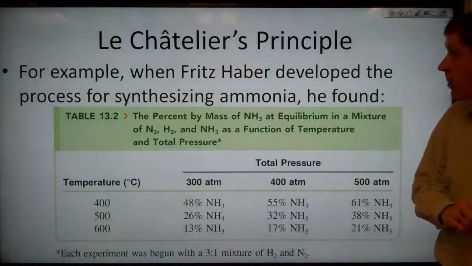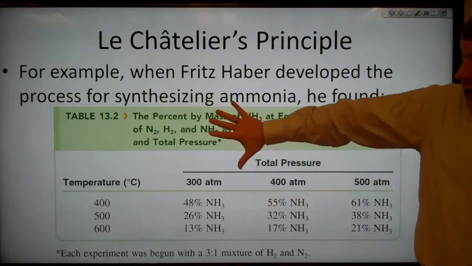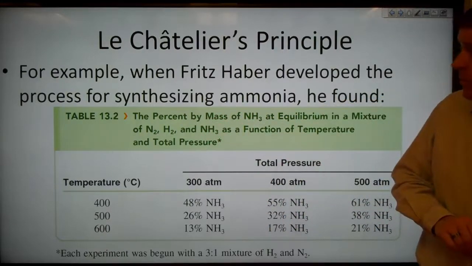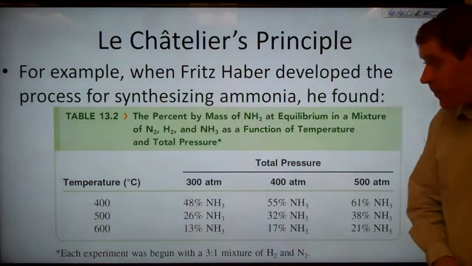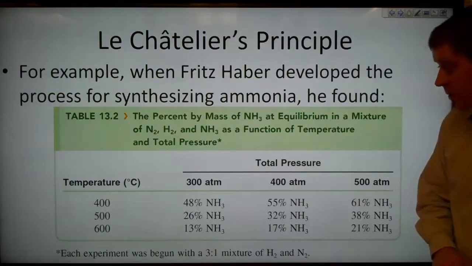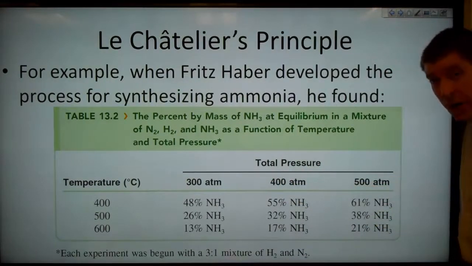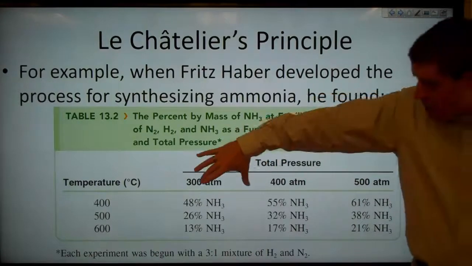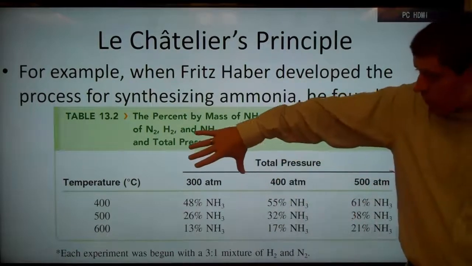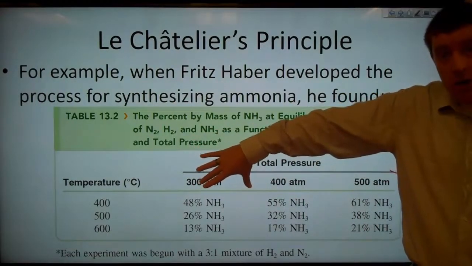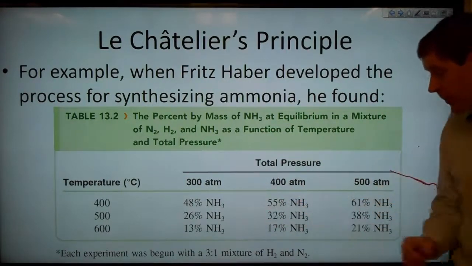So, for example, when Fritz Haber developed the process for synthesizing ammonia, he found, and again this table is taken from the Zumdahl textbook, this is table 13.2, that at various temperatures, 400, 500, and 600 degrees Celsius respectively, and various pressures, 300, 400, and 500 atmospheres, the percentage of product that he got, the ammonia, which is what he was looking for, varied.